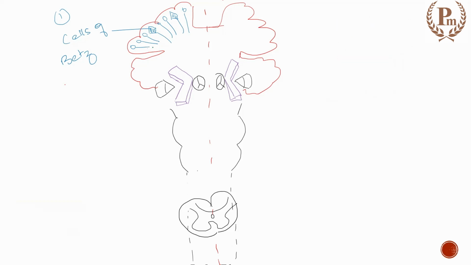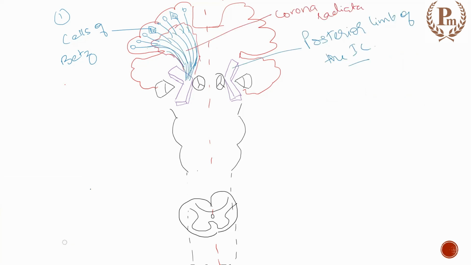Now these fibers, we call them as corona radiata. They are converging into the posterior limb of the internal capsule, right? This is what we have to remember. And the other thing that we have to remember here is whenever there is a damage to the internal capsule, if the artery supplying this area gets occluded or there is a tumor in this area, the manifestation will be that on the contralateral side, there is going to be motor deficit.